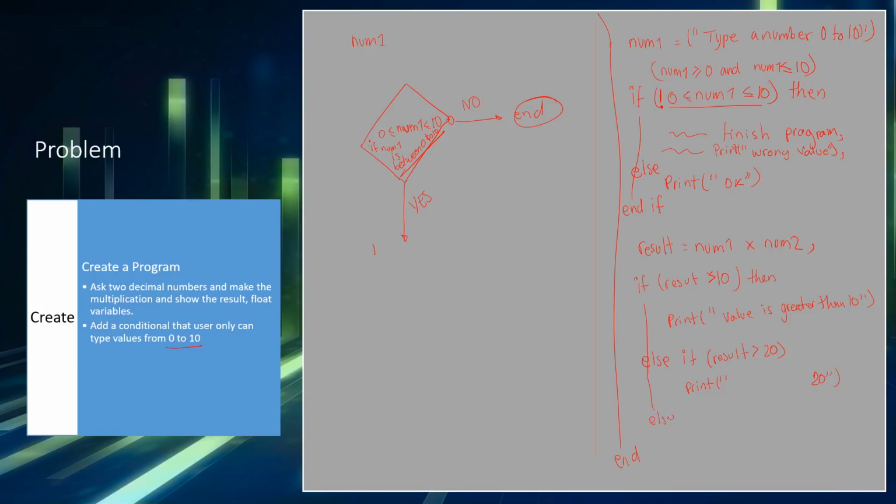If not, so this is for all other options, right? So whatever the result is, it will print everything. So if the result is not greater than 10 and the result is not greater than 20, we can print other options. So now let's move this to the code.